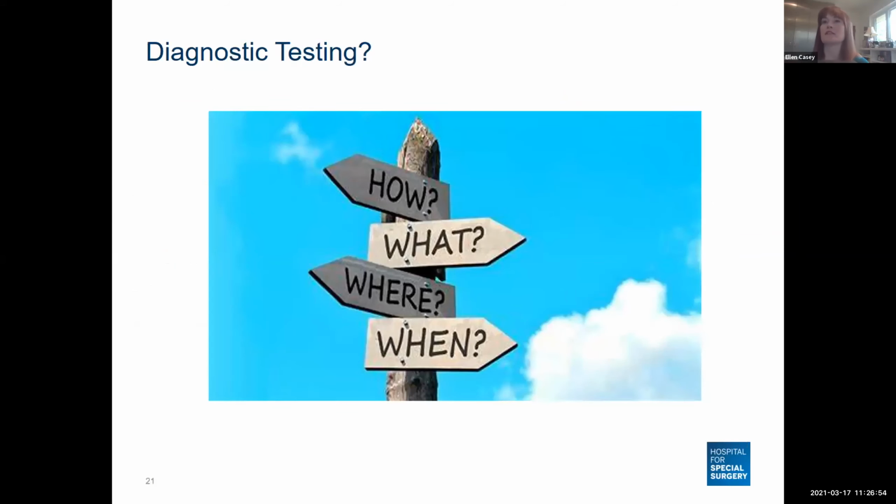So diagnostic testing, especially in the spine. Certainly we're going to usually start with plain films, but oftentimes we're going to get an MRI if we're needing to work this up further. And what I would say is just be very clear about why you're getting it and what you're looking for and how it's going to change your management.